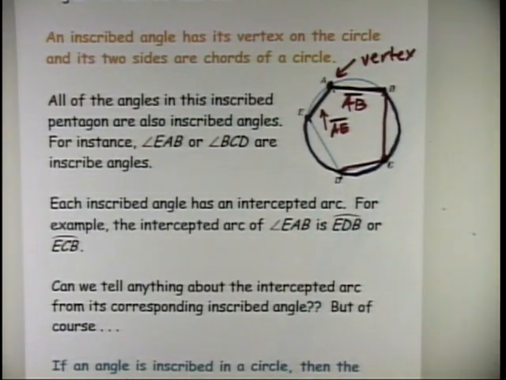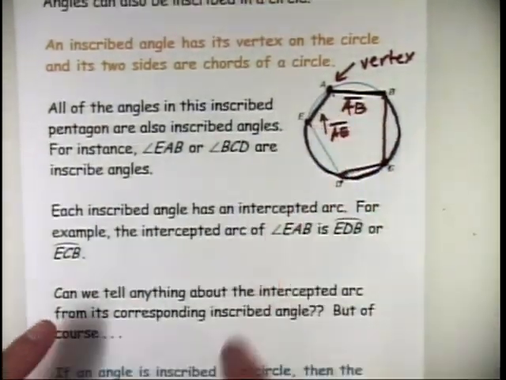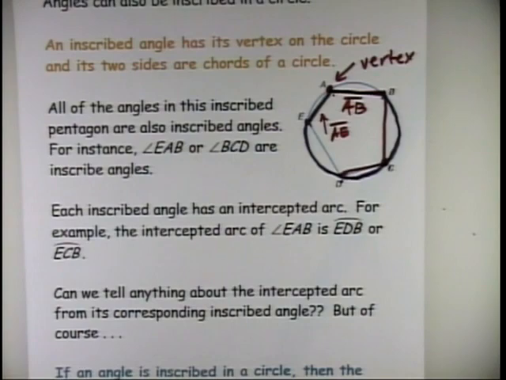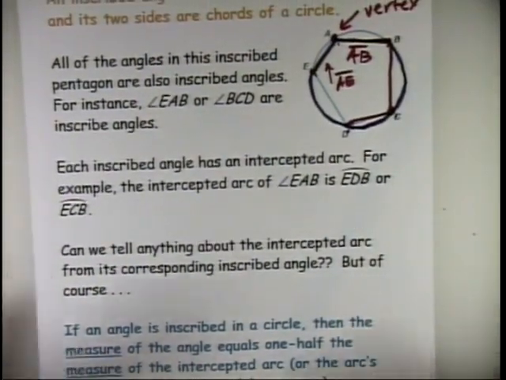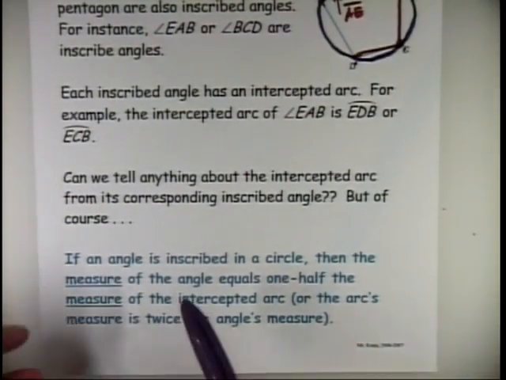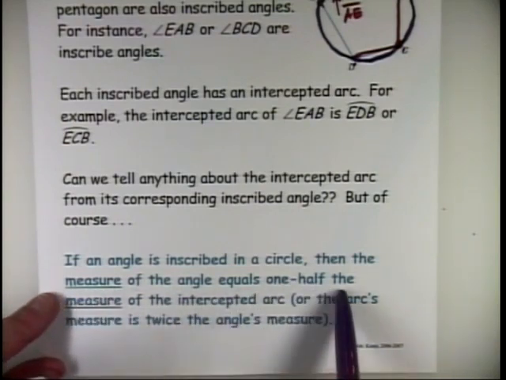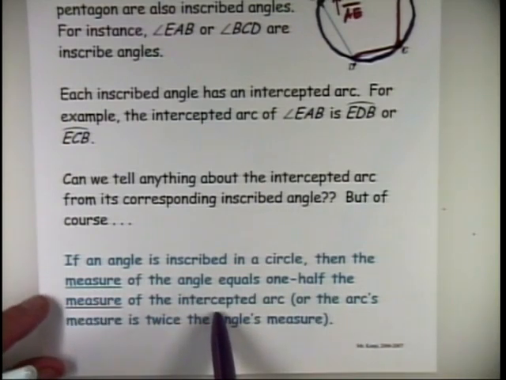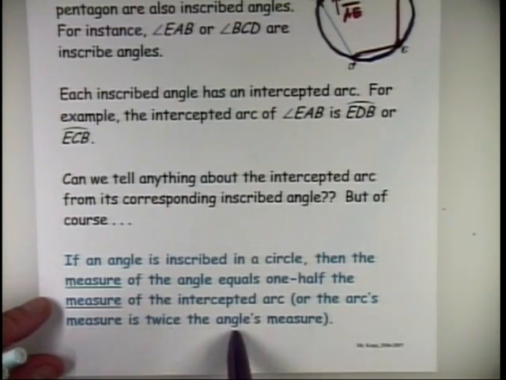Now, the question is, can we tell anything about the intercepted arc from its corresponding inscribed angle? But of course we can. It's geometry. Things all kind of fit together. Here is the conclusion of that. If an angle is inscribed in a circle, then the measure of the angle equals 1/2 the measure of the intercepted arc. Or we can say the arc's measure is twice the angle's measure.